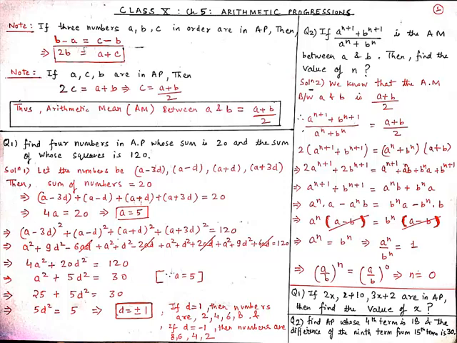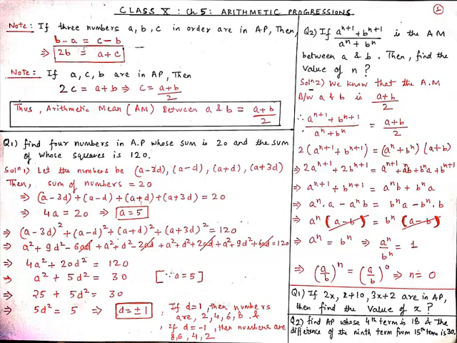So from here, if d is equal to 1, then the numbers are a minus 3d, which is equal to 5 minus 3, which is 2. And then a minus d, we get 5 minus 1, which is equal to 4. And then a plus d, which is 5 plus 1, so we get 6. And then a plus 3d. So from here, 5 plus 3, which is equal to 8. Therefore, the numbers are 2, 4, 6, 8.